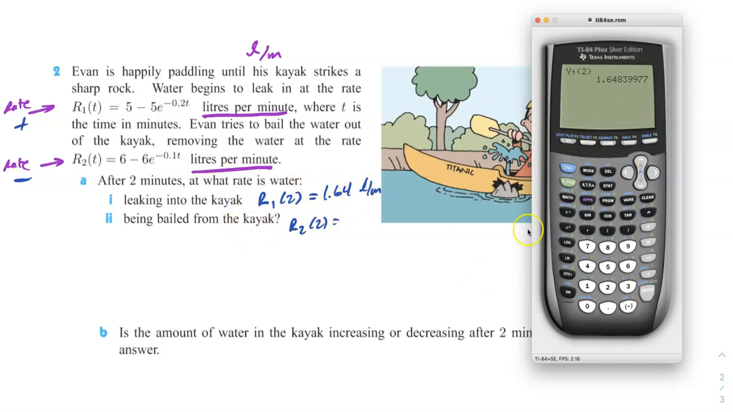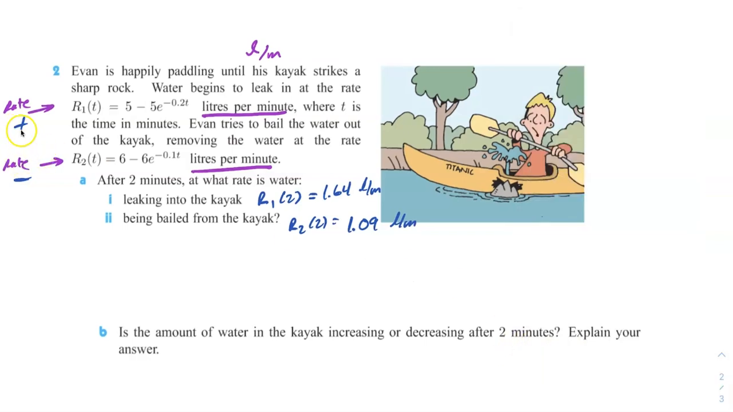Now let's plug it into the second one, or substitute it into the second one. So I'm going to go alpha at 4. I'm going to select y2, which is our water, how fast we're taking it out. Again at 2. And we get 1.09 liters per minute. So remember my signs here. Water's going in at 1.64. Water's coming out at 1.09. We're fighting a losing battle here. More water's coming in than we're taking out.